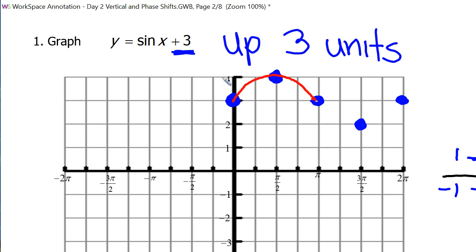Make sure this is curved. Don't make it pointed. Make sure it is rounded. So at pi over 2, make sure it's curved. At 3 pi over 2, make sure it's curved. It needs to be rounded.